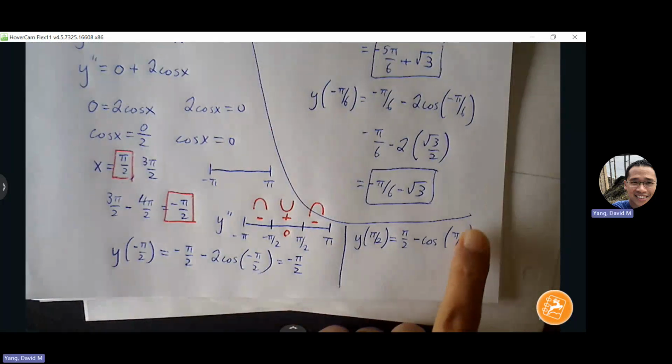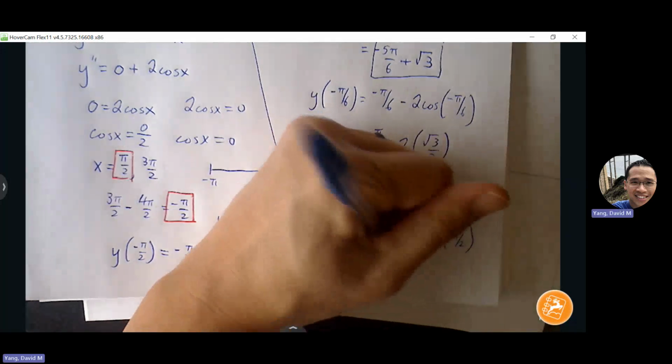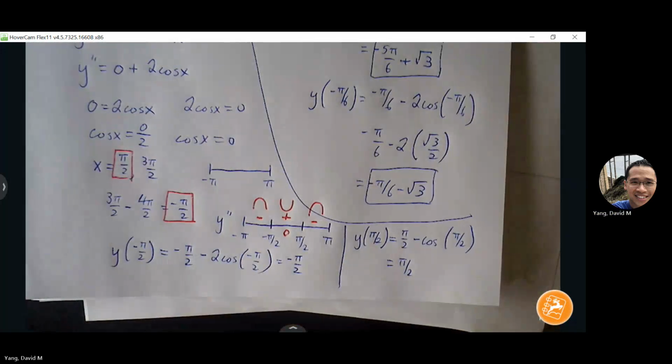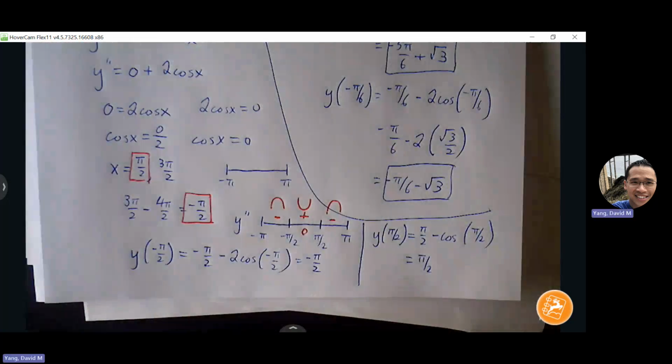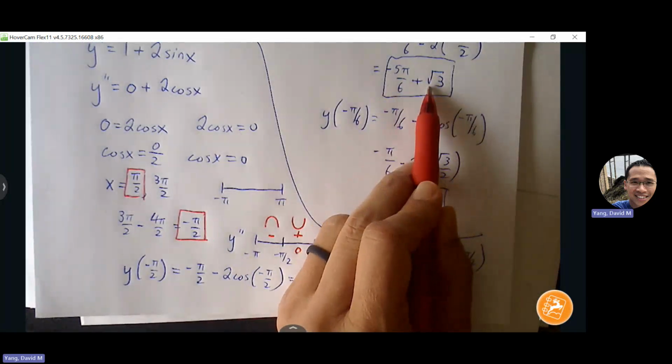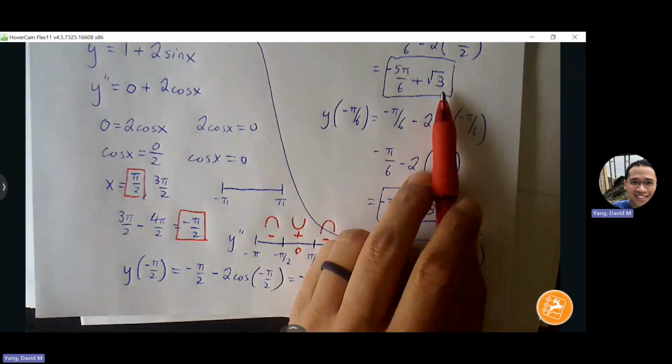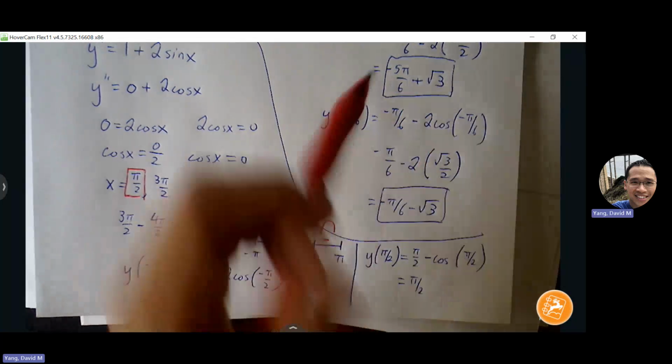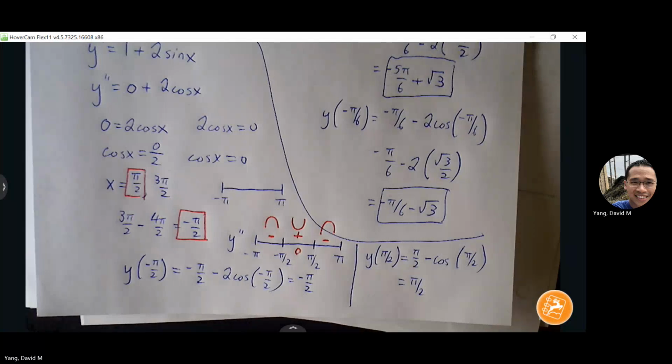Again, cosine pi over 2, that's easy. That's 0. So it's just going to be pi over 2. Okay, so let's just get some ballpark values here. You can use your calculator to find what these values are. But this one is going to give me something around -1.